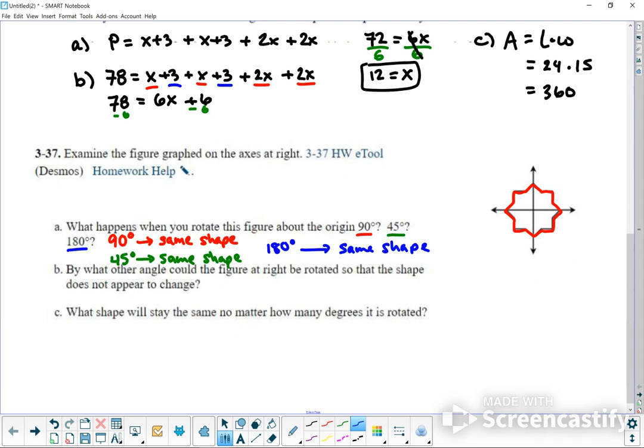Okay. By what other angle could the figure at the right be rotated so that the shape does not appear to change? You can say that the shape, right? For any of these, I said same shape, but you can say the shape does not appear to change. Well, you can do this. So we can redo this for 90 degrees, which is that much. We did it for 45 degrees, and you see how I started and how I ended at the tip of the star. Okay, 45 degrees. And look, beginning and the tip is the same, so it's 180 degrees.